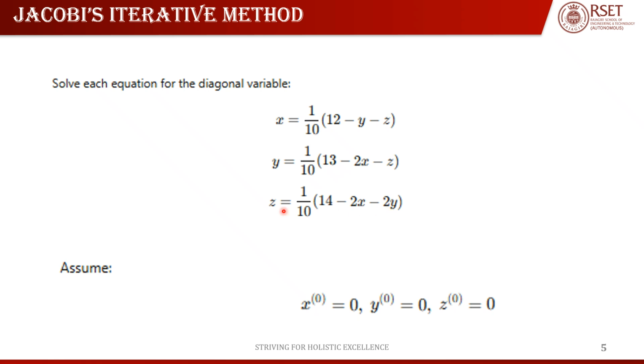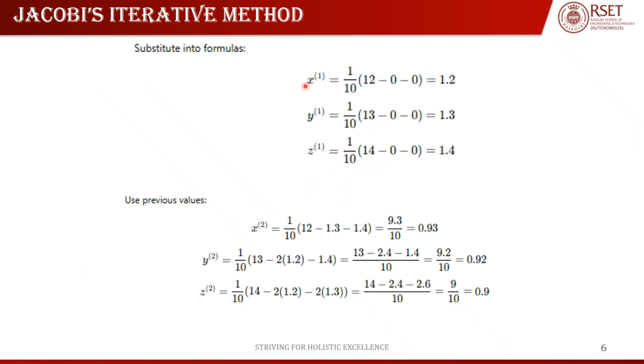Here also 0, 0, so your z1 will be 1.4. Let's see. For x1 you will just substitute the values of y and z, which is 0. The 0 is called the initial approximation. Okay, you have 1.1, 1.3, 1.4. Now you have your x1, your y1, your z1.